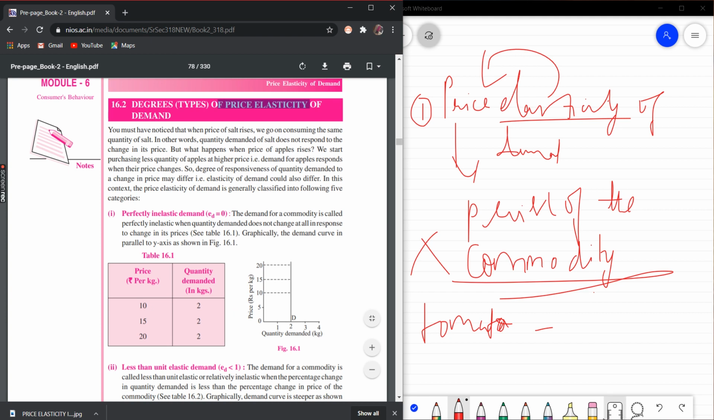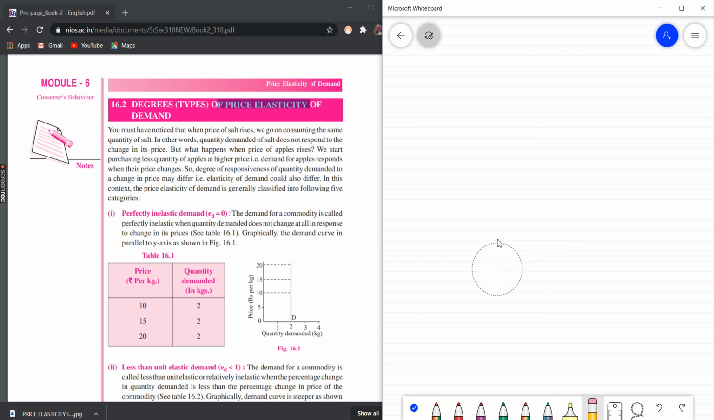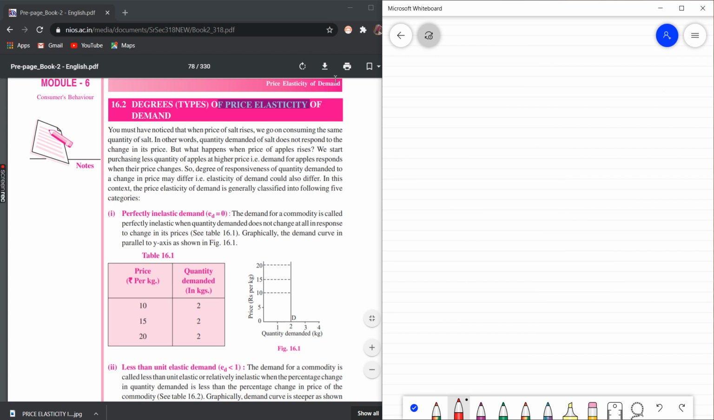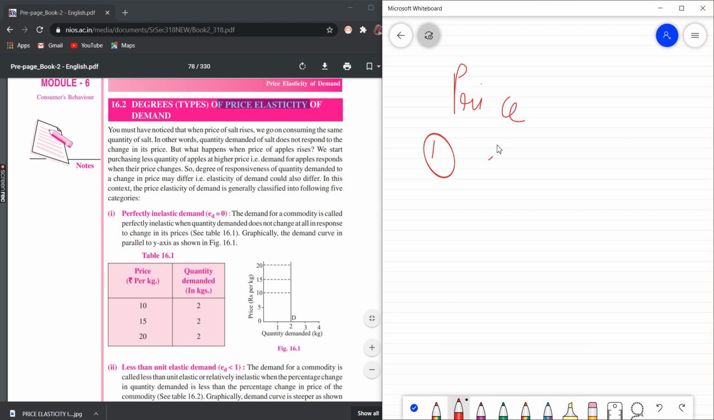So what we have seen as of now is there are 3 types of elasticity of demand, and the first one is price elasticity of demand, second is income elasticity, and the third one is cross elasticity. So going on to the price elasticity of demand, there are different types. The first one is perfectly inelastic demand, where ED is equal to 0. ED represents elasticity of demand.